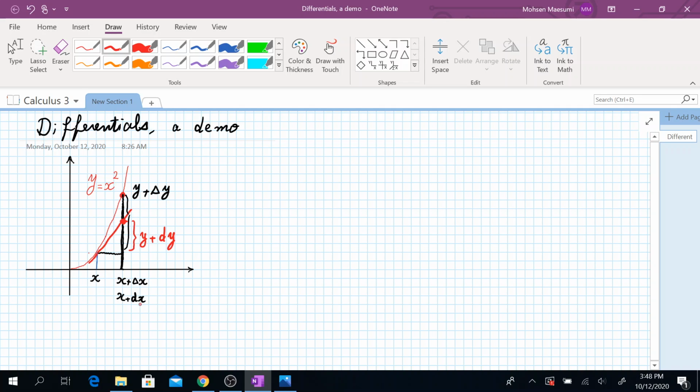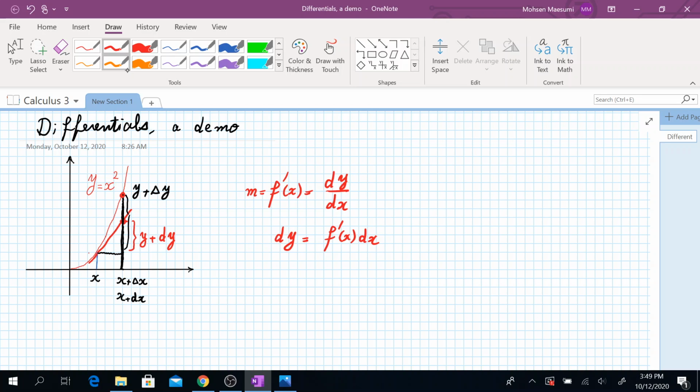The relationship between dy and dx is that the ratio is equal to the slope of a tangent line at this location. So what we have is that the slope m or f prime of x is this dy to dx. So if you want to look at it from the differential point of view, we can say dy is equal to f prime of x times dx. And delta y is approximated by this one, by dy.